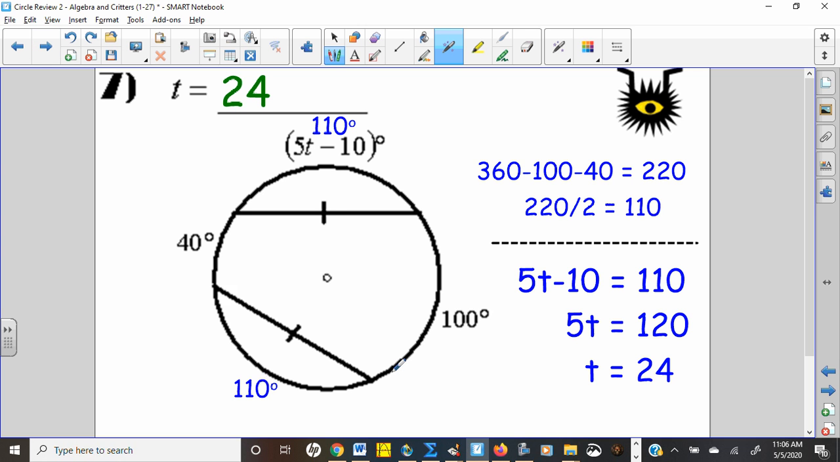Number 7, I have congruent chords. Congruent chords means congruent arcs. So I take the 2 arcs I do have, subtract those from 360. 220 split in half is 110. So each one of these chords or arcs is 110. Set your arc equal to 110 and you're done.